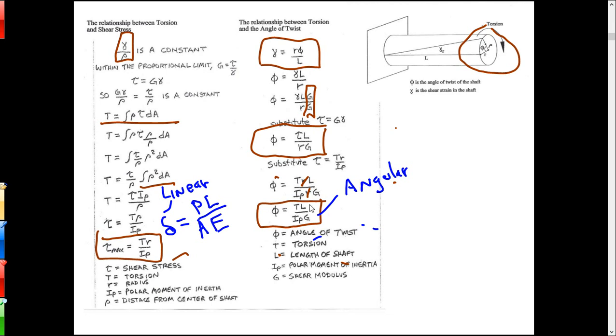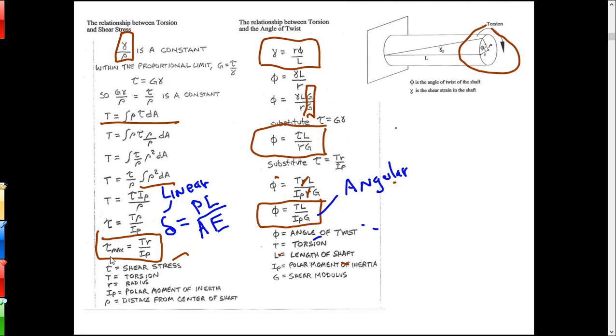That's going to equal the torsion times the length. So the greater the torsion, the more that angle will be. The longer the shaft, the more the shaft will wrap up, so that'll increase the angle. And then on the bottom of the fraction, I'll have the moment of inertia, which will resist that twisting action, and G, which is the shear modulus. The higher the G, the less the shaft will twist. Okay. So the angle of twist phi is the torsion times the length divided by the moment of inertia times G. Okay.